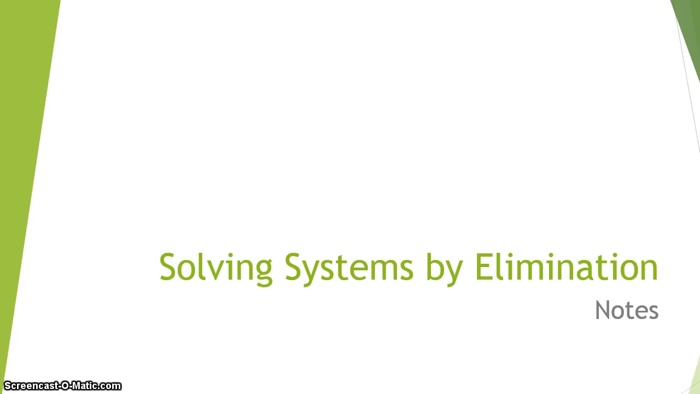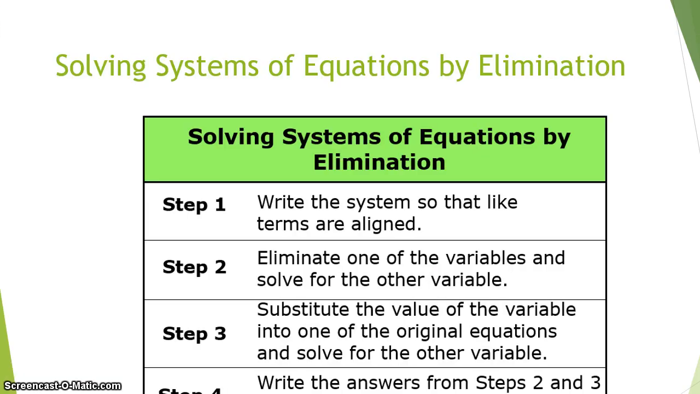This lesson is on solving systems by elimination. In this section, there are some steps involved to help us solve a system of equations by elimination. Our first step is to write the system so that like terms are aligned, meaning your x's are lined up and your y's are lined up. The values that stand alone are all lined up, given two equations.